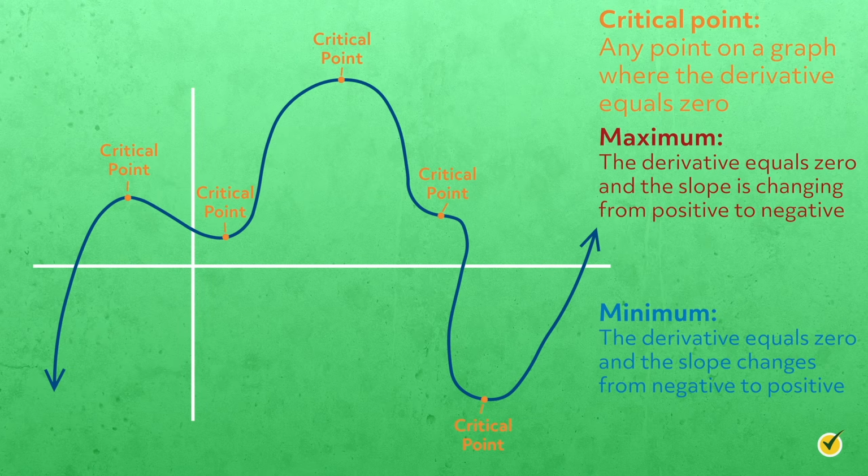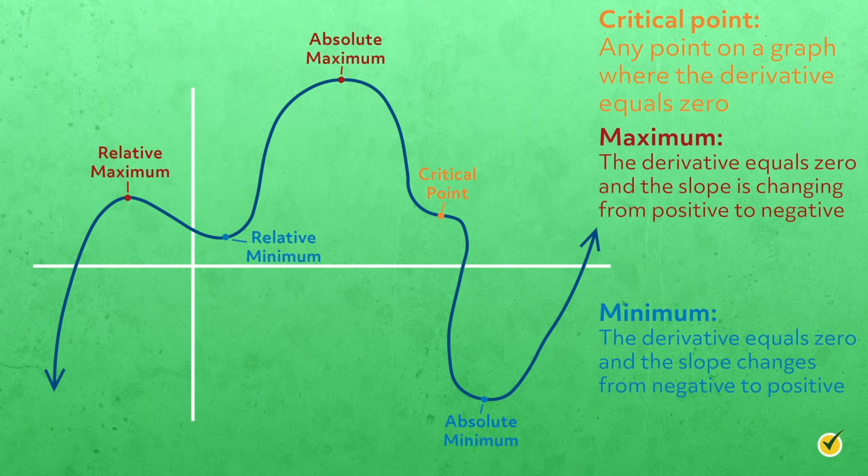A maximum and minimum can further be described as a relative max or min or an absolute max or min. Any maximum or minimum is considered a relative max or min, and a graph can have multiple of each. An absolute max or min is the highest or lowest point on a graph, which means any function can only have one absolute max and one absolute min.